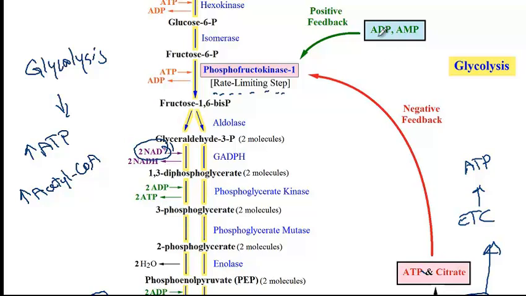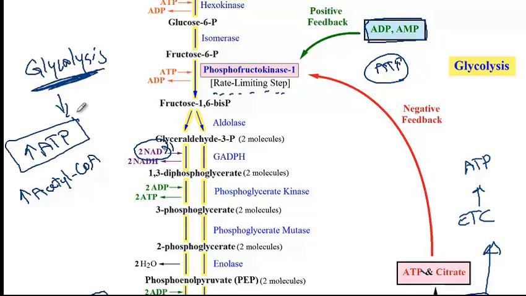On the other hand, if we have too much ADP and AMP, it means we don't have enough energy there. We need ATP for the cell, the energy source. And so if there is a high concentration of ADP and AMP, there would be positive feedback on glycolysis reaction via activation of the phosphofructokinase in order to produce more ATP.